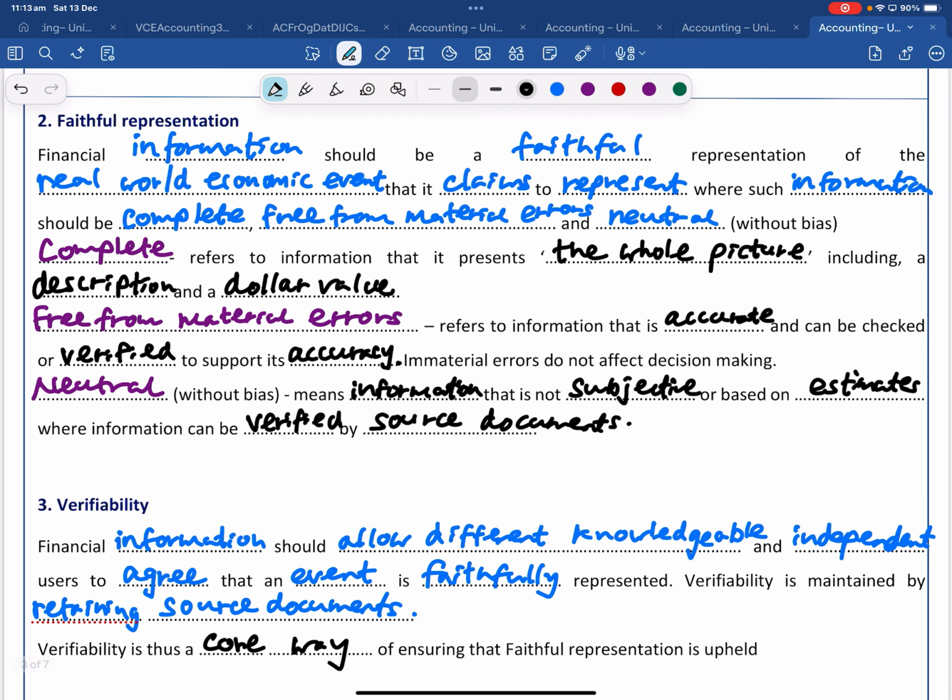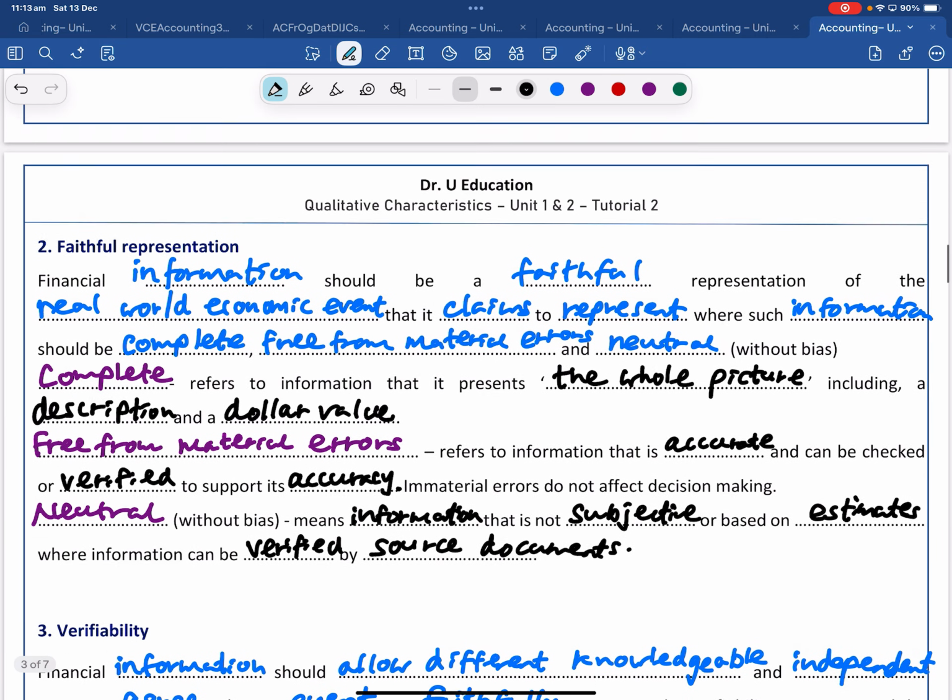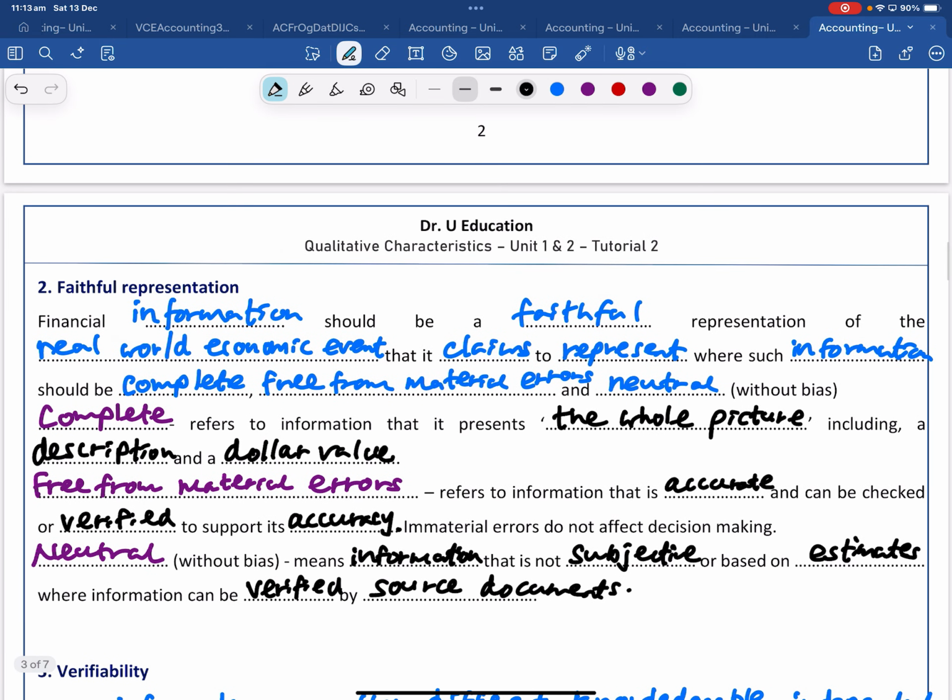Okay. Now listen, guys. Faithful representation. I think you know the meaning of faithful. What is faithful? Trustworthy. Yeah, reliable. Like proper representation. Faithfully represented.